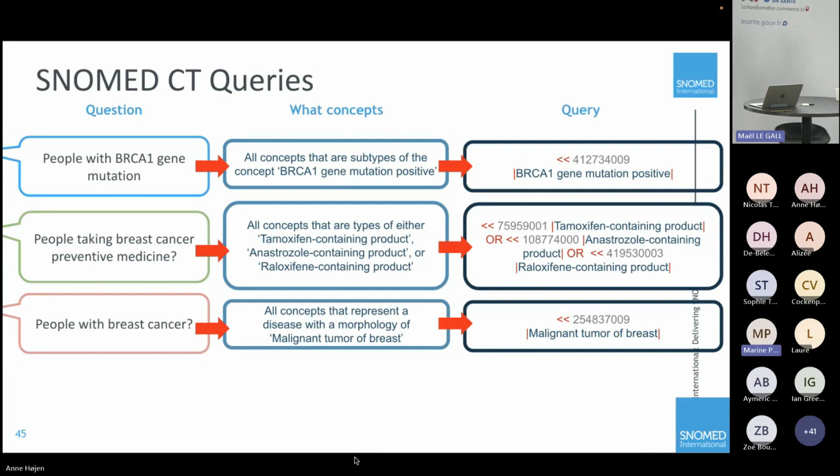So that was where we come from before the demo: you have the questions, you need to find out what content in SNOMED, then you need to have the expression constraints or the rule.